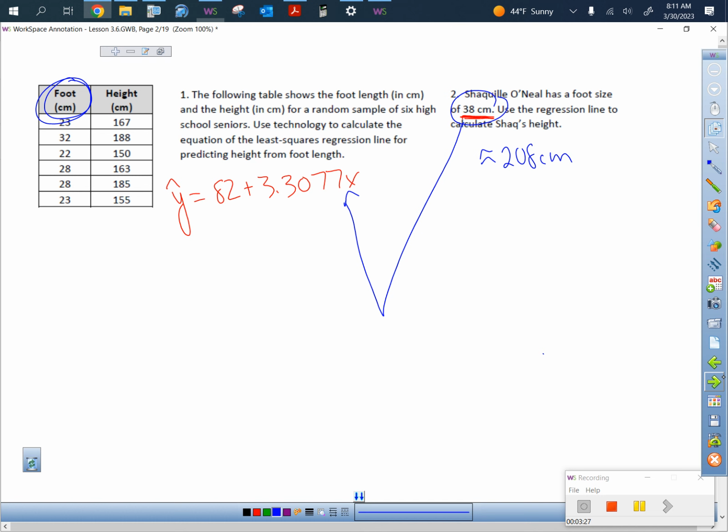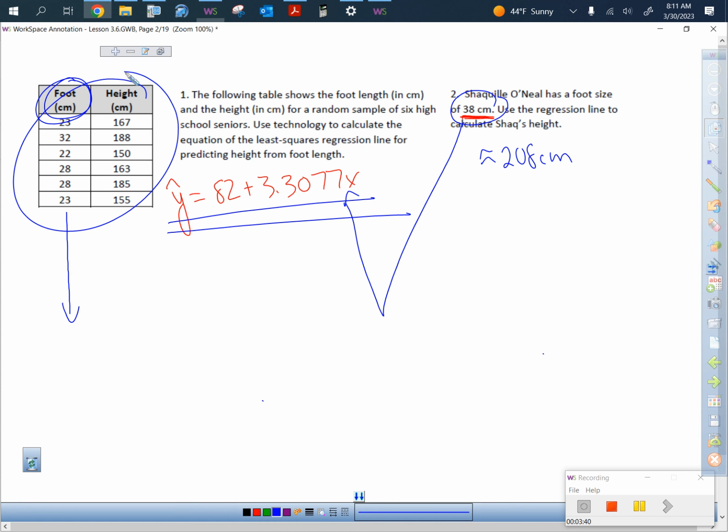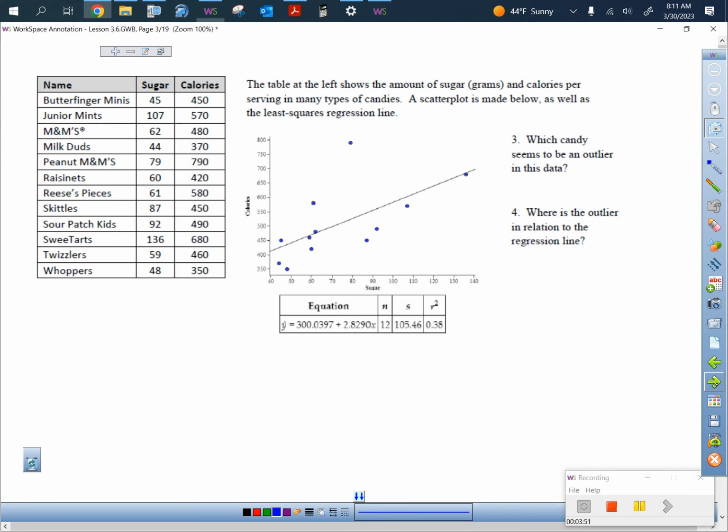Because you remember that cool E word where 38 was way out on the data list? Starts with an E. Extrapolation. That was an extrapolation. We used an equation for a bunch of data, and then this 38 was, it's not necessarily an outlier, but it's just way further out. It's extrapolated out, so the accuracy was not that great.